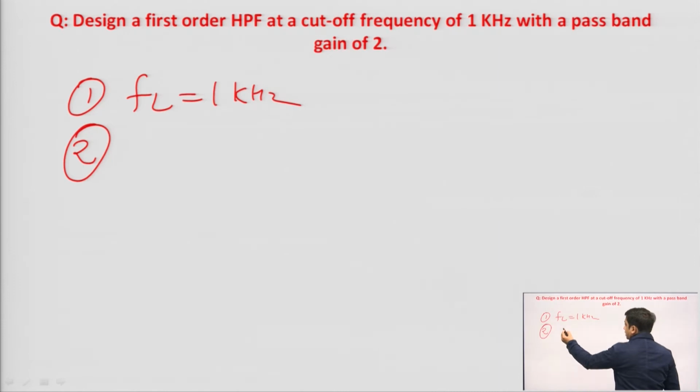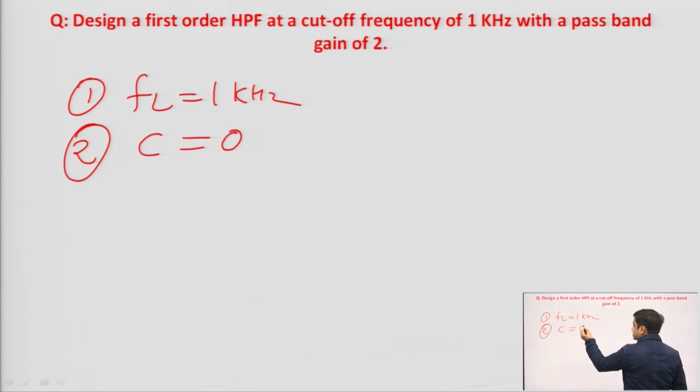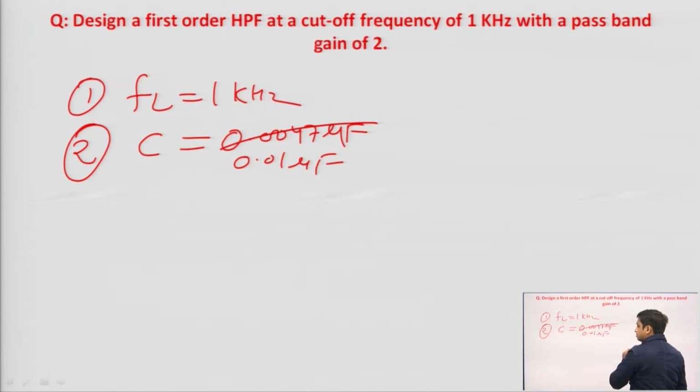Second step is we can consider some value of C less than 1 microfarad. Let us consider C is equal to 0.0047 microfarad, or we can consider 0.01 microfarad. So, any value we can consider less than 1 microfarad, but normally we take the fixed value of the capacitor which is available in the market, fine. So, we are considering C is equal to 0.01 microfarad.